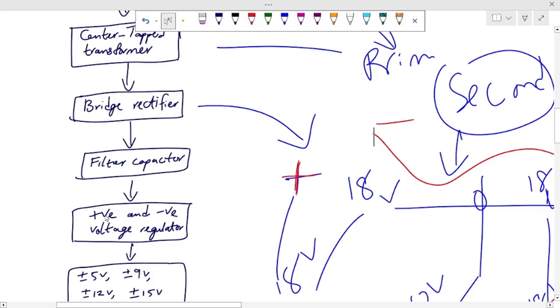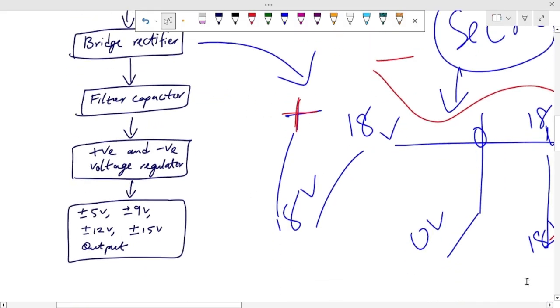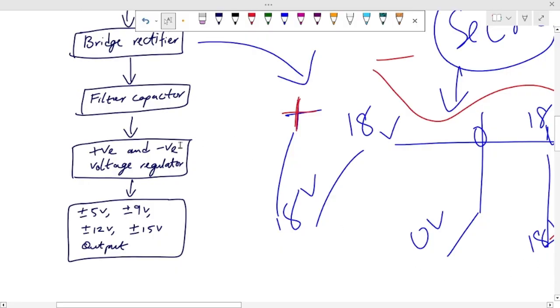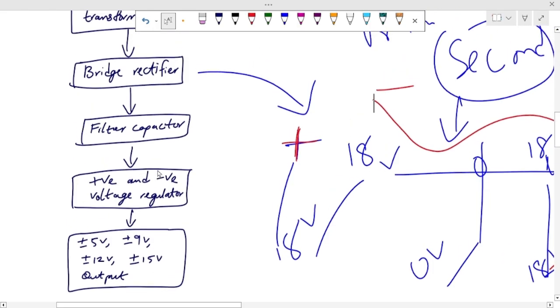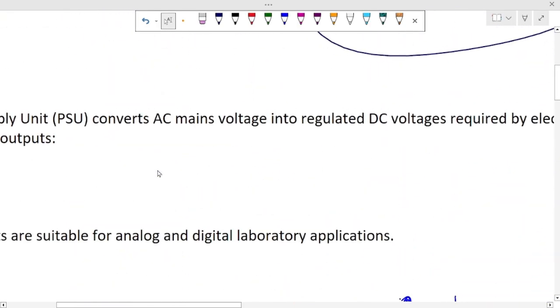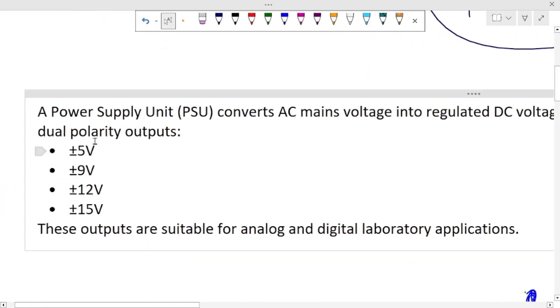After that, the positive and negative voltages are this and this. So the positive and negative voltage is what? Regulated. They are regulated using voltage regulators. So we'll now use a voltage regulator: one voltage regulator will give us positive 5 volts, and another voltage regulator will give us negative 5 volts.